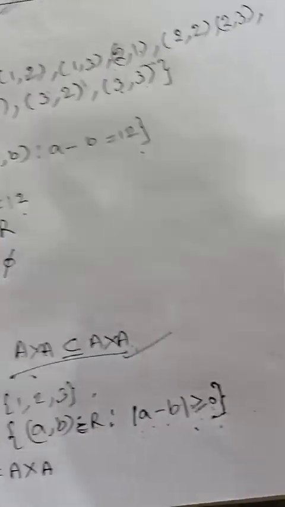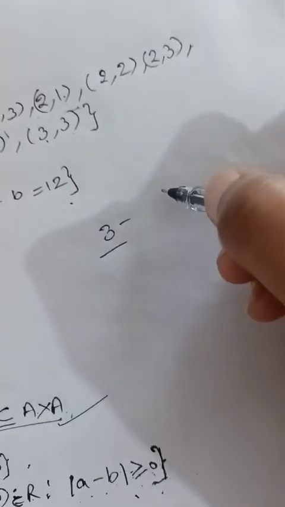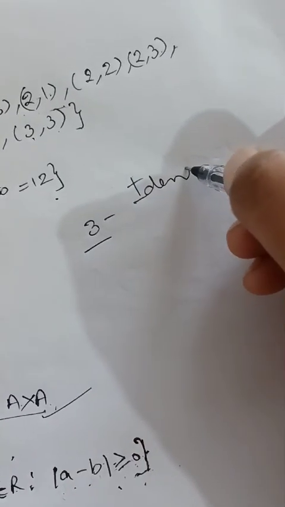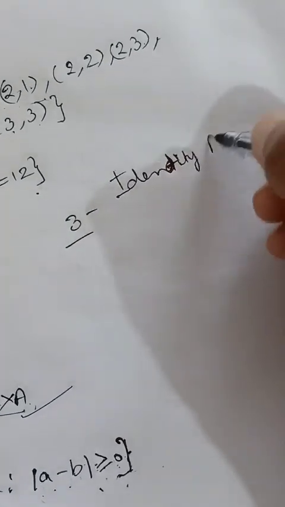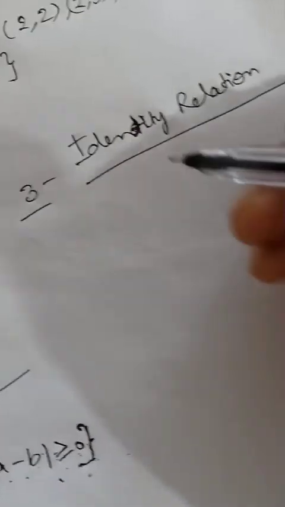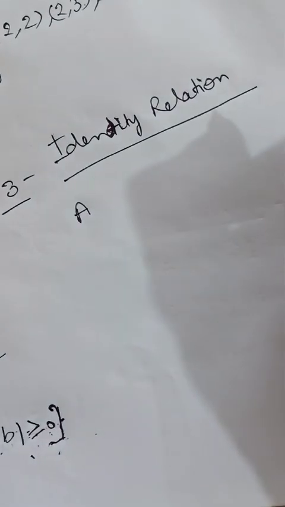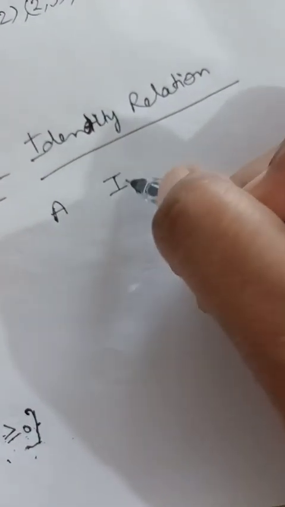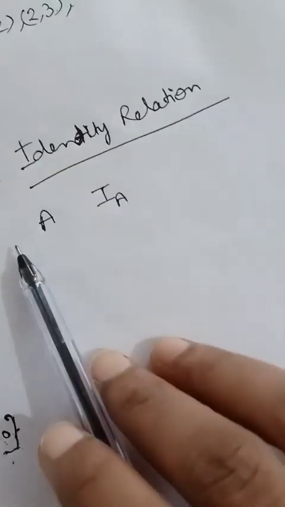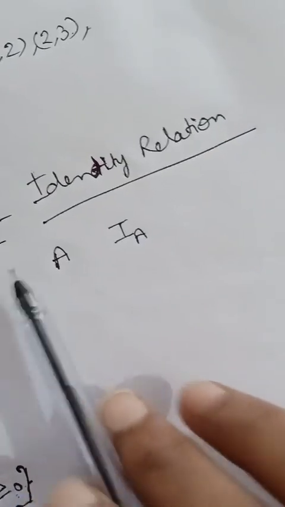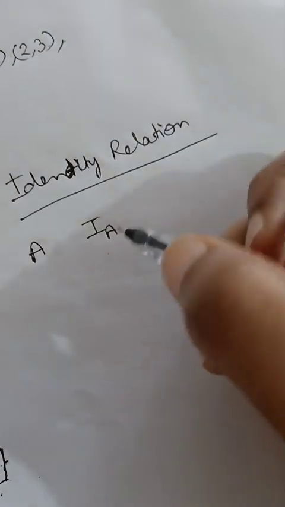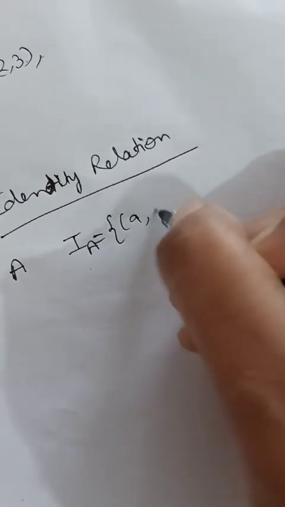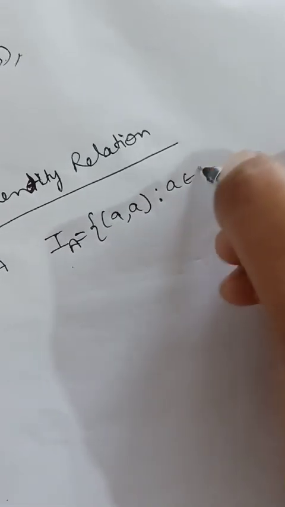Okay, now the third is the identity relation. For this, if A is any set then we denote the identity relation by I_A. I means identity, and A is the set name that we have taken. In place of A you can take B, C, D, whatever you want, and accordingly the name changes with the set. So I_A equals {(a, a)} such that a belongs to A.